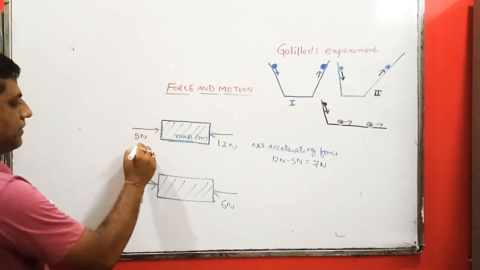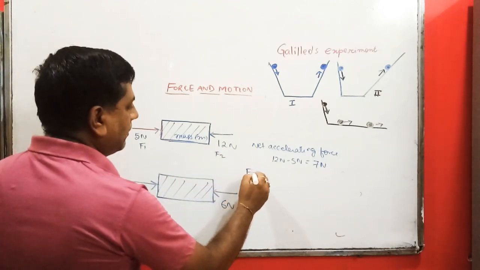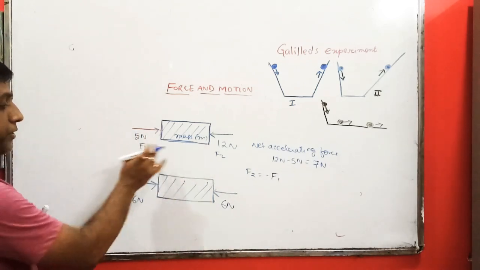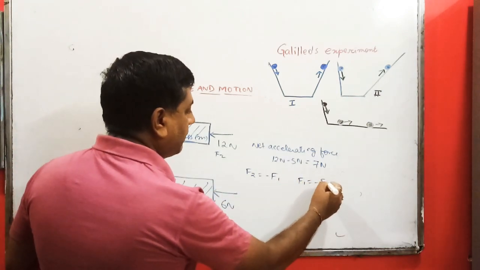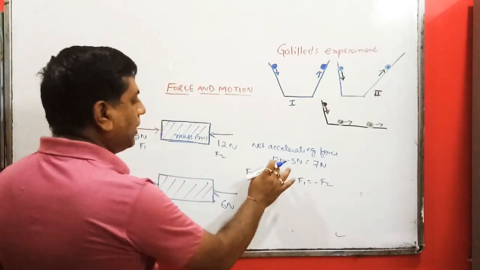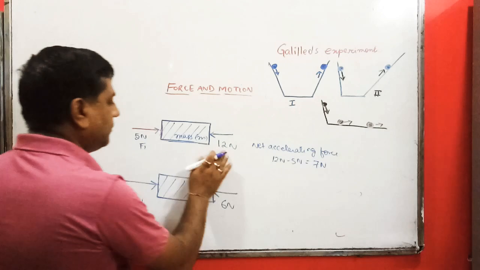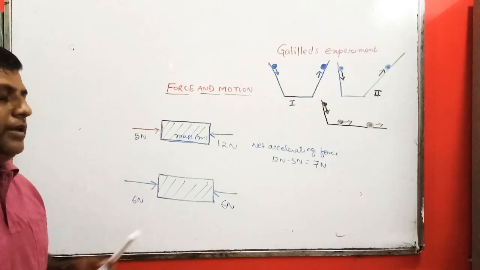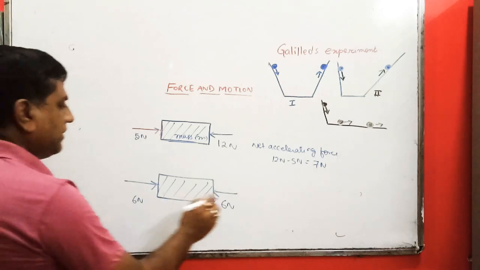In vector form, if this direction is positive, then this will be negative. Suppose this one is F1, and this is F2. Now F2 will be minus of F1, because F2 is opposite of F1. Similarly, F1 is opposite of F2. So the sum of the accelerating forces: 12 Newton and 5 Newton gives 7 Newton, so it is not 0. So this is an unbalanced force. Very simply, if the sum of the forces acting on a body is not 0, then it is an unbalanced force.